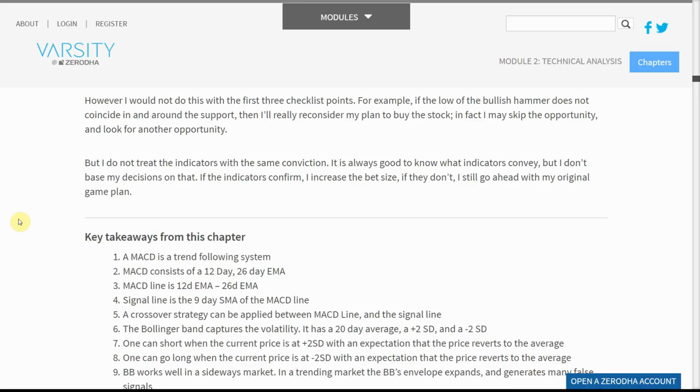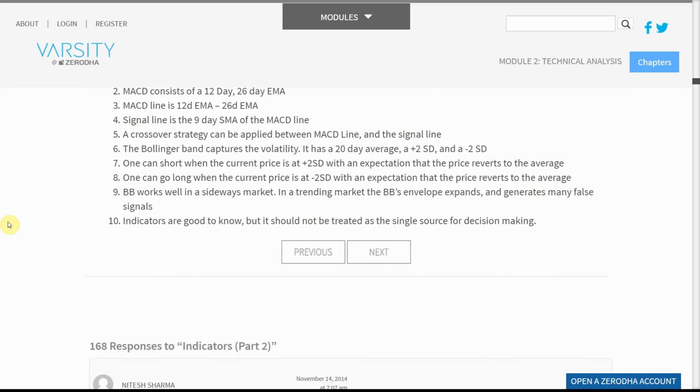The Bollinger Band captures the volatility. It has a 20-day average, a +2 SD, and a -2 SD. One can short when the current price is at +2 SD with an expectation that the price reverts to the average. One can go long when the current price is at -2 SD with an expectation that the price reverts to the average.